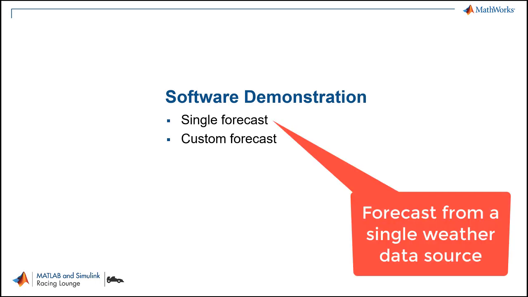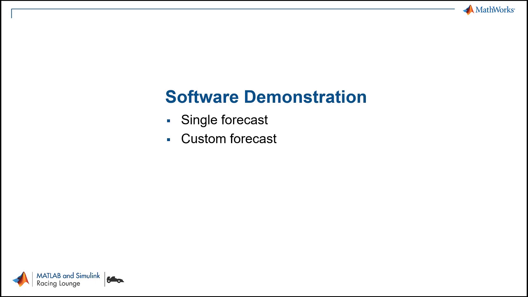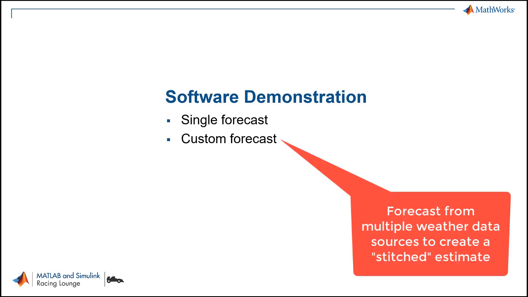A single forecast is just, for instance, the supercomputer running in Australia. But in the end, what we call our custom forecast is our ensemble of the Australian forecast, the US forecast, and the European forecast, and how we stitch all of those forecasts together is basically one of the main parts of the demo today.